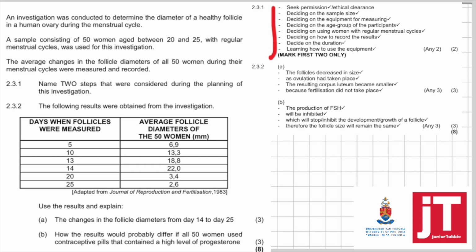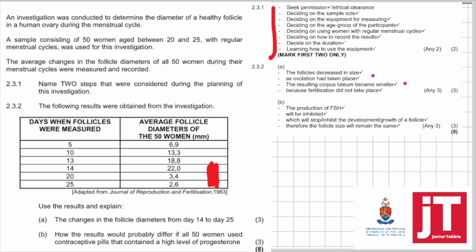2.3.2. The following results were obtained from the investigation. So as you can see, the days when follicles were measured, these are different days, and the average follicle diameters of the 50 women in millimeters was measured. Use the results and explain the changes in the follicle diameter from day 14 to 25. So from day 14 to 25, what happened? Can you see the follicle size is decreasing? Obviously, you know what has taken place in day 14. Ovulation took place. So the Graafian follicle burst in what form? The corpus luteum. And it became smaller because fertilization did not take place.